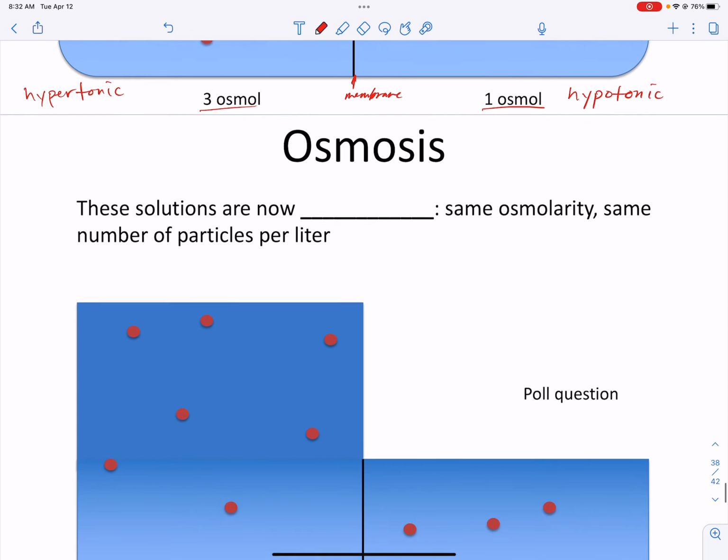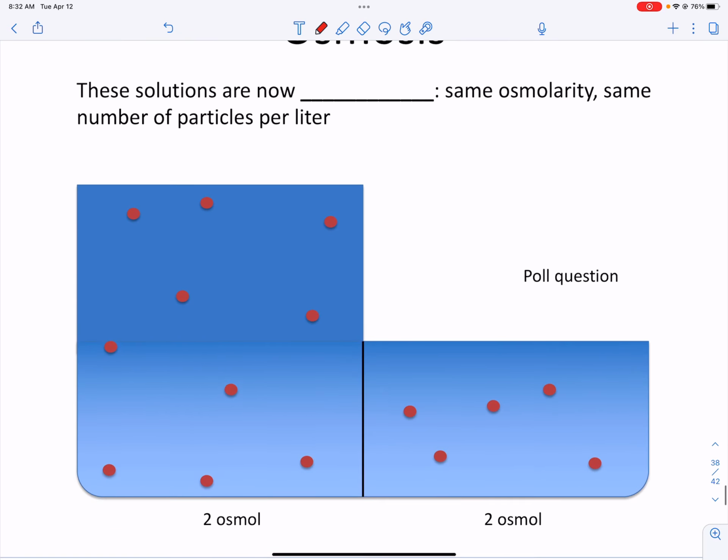Some of you cheated and scrolled to the next slide. The correct answer is that the solvent would actually move towards the left, to dilute the solution with higher osmolarity until you get 2 solutions with equal osmolarity. That's the way osmosis works across the gradient. So now we have 2 solutions on either side of our membrane with equal osmolarity, and when you have equal osmolarity, we say the solutions are isotonic. That's the blank up here at the top. Same osmolarity, same number of particles per liter.